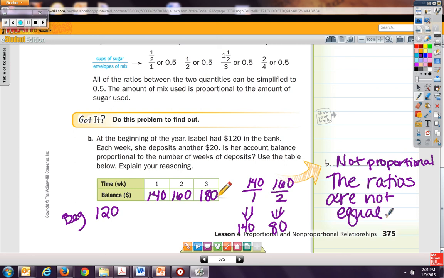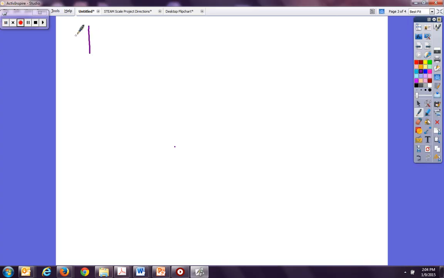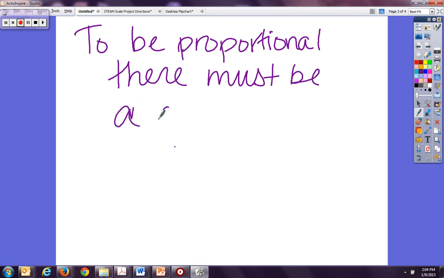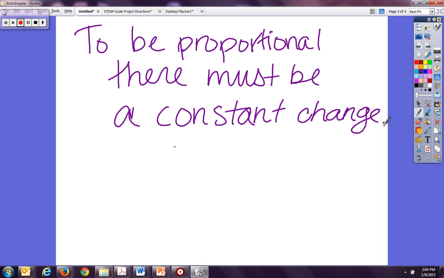Okay? And then to be proportional, there must be a constant change. That can go up or down, but it has to be constant. Okay, it can't go up by 20 and then up by 30, then up by 40. It has to have a constant change, like going up by 20 every time.